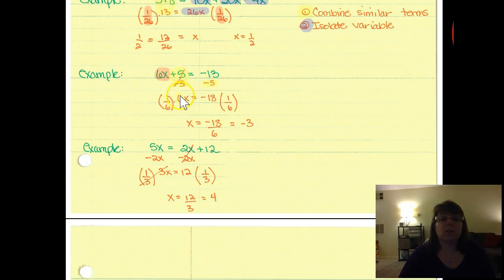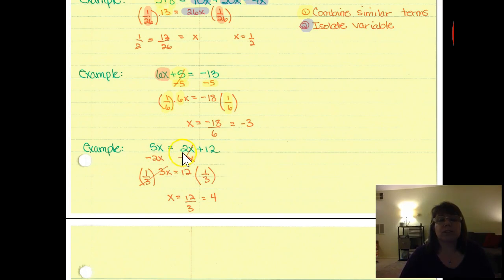But I don't want to know what 6x's are worth, so I'm going to multiply both sides by the reciprocal of 6, and therefore I have x equals negative 18 over 6, but negative 18 over 6 is negative 3. You're going to use the same process over and over and over again. Move all of the constants to one side, the variables on the other. Isolate the variable, and there you would solve for your variable by isolating it.